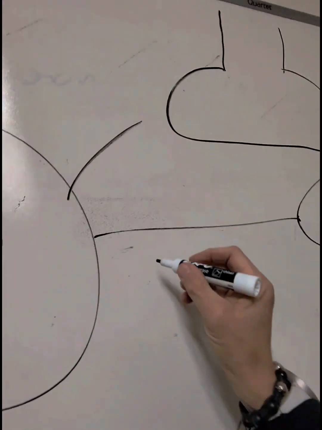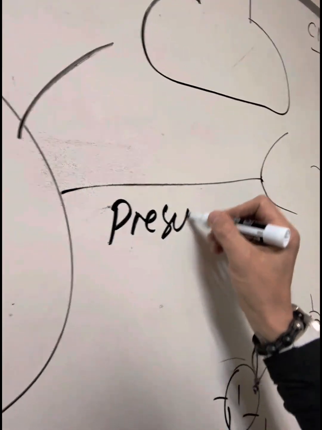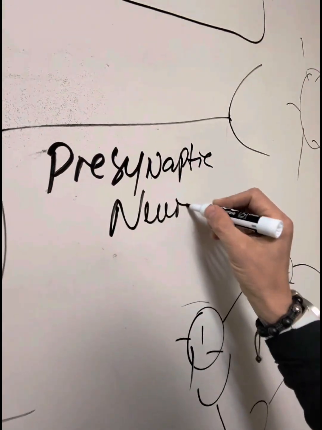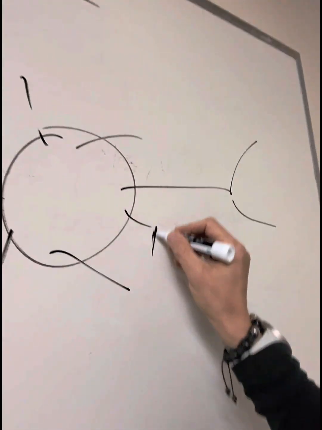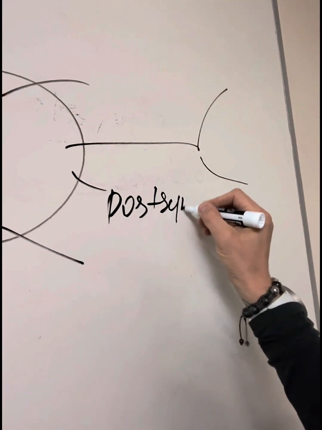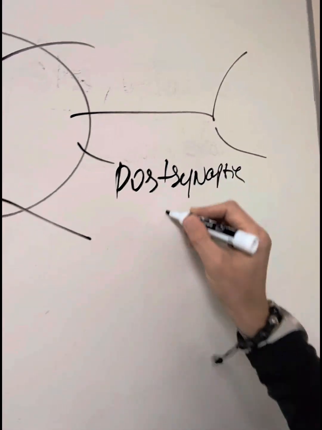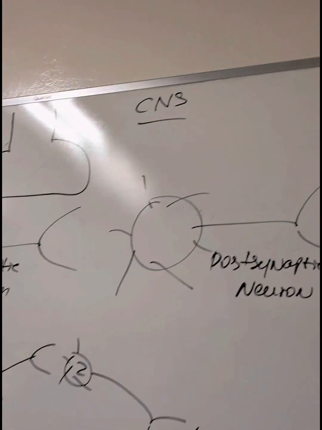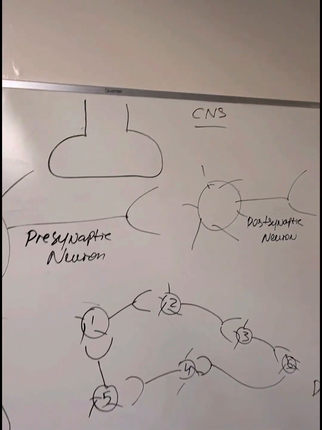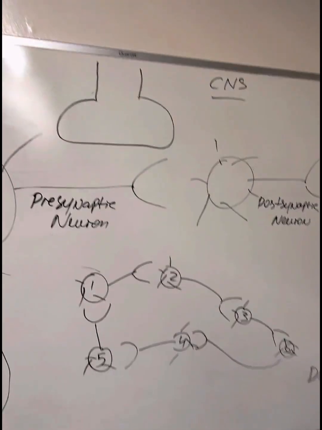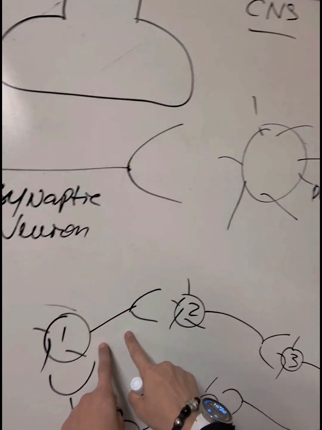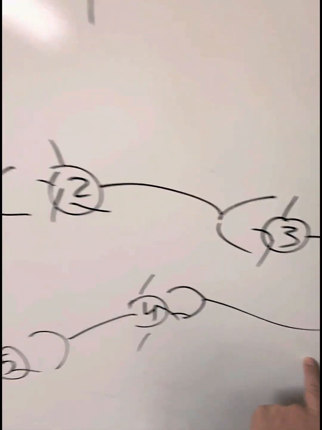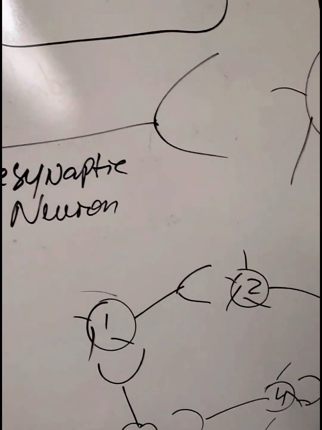But now we're only inside of the central nervous system, in the brain or in the spinal cord. So this is a presynaptic neuron, and this is a postsynaptic neuron. As far as the target organ in the central nervous system, there's no such thing as a target organ, because what happens is you have one neuron connected to another neuron, connected to another neuron, connected to another neuron.